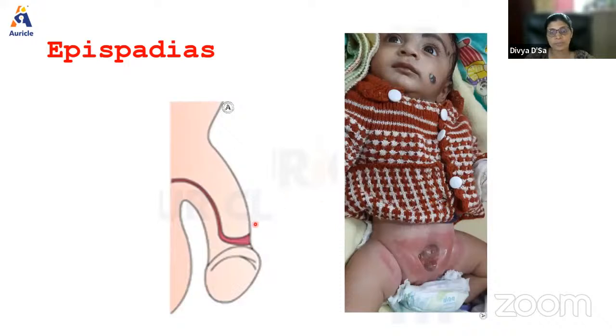Sometimes it opens up on the dorsal part instead of the ventral part or at the tip. It is then known as epispadiasis. So hypo is below, epi is above. Anatomically, this is the ventral surface, this will be the dorsal surface. So we can see here the penis is very short and it has opened up here.